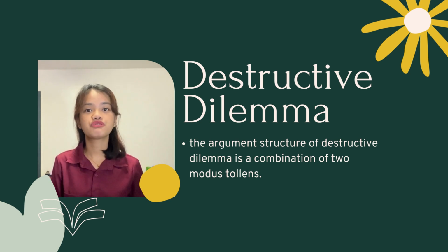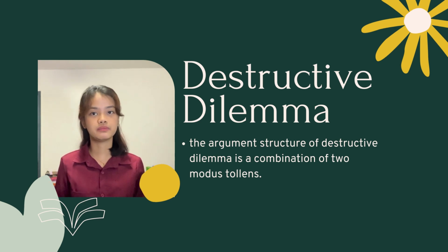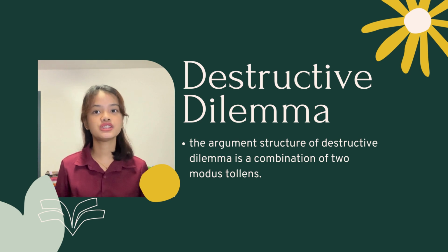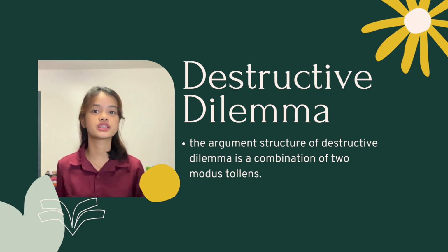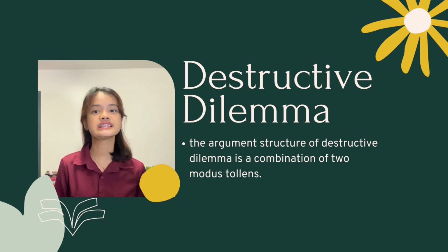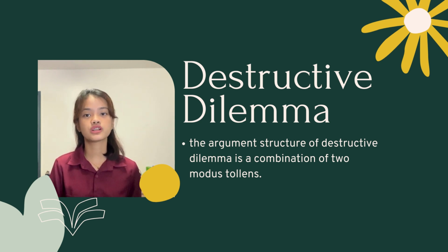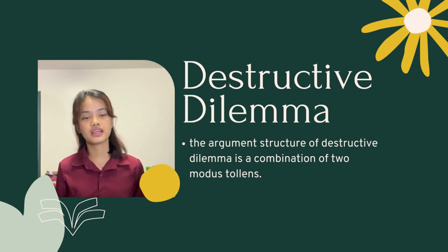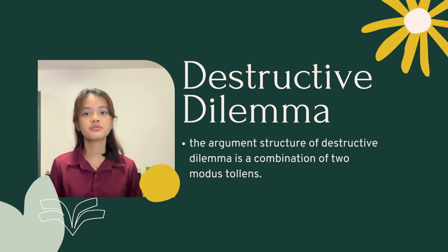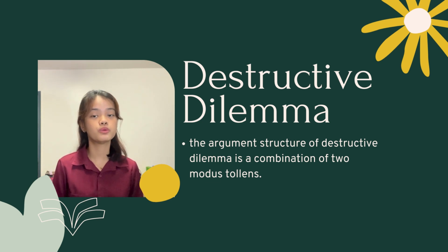Next, we would further differentiate destructive dilemma and pseudo-dilemma 2. Destructive dilemma is the negative version ng constructive dilemma as mentioned kanina. Essentially, destructive dilemma passes the negative statements of the disjunction through two conditional statements. If yung dalawang conditionals na yun ay true, but one of their consequents is false, then one of their antecedents has to be false. The argument structure of destructive dilemma is a combination of two modus tollens. Diba sinabi nga kanina sa constructive dilemma, yung argument structure nun is the combination of two modus ponens.